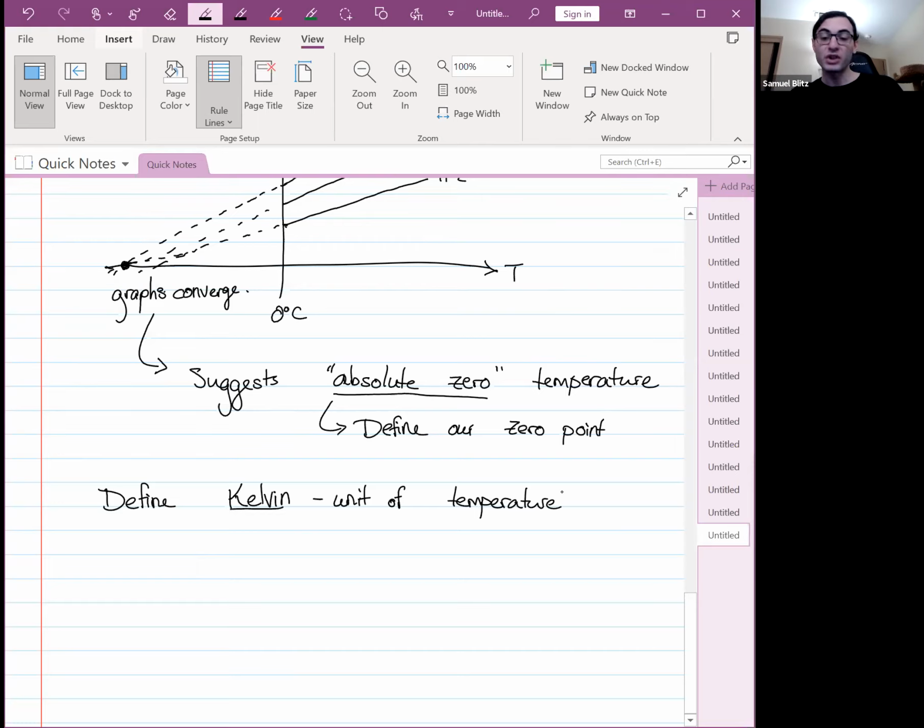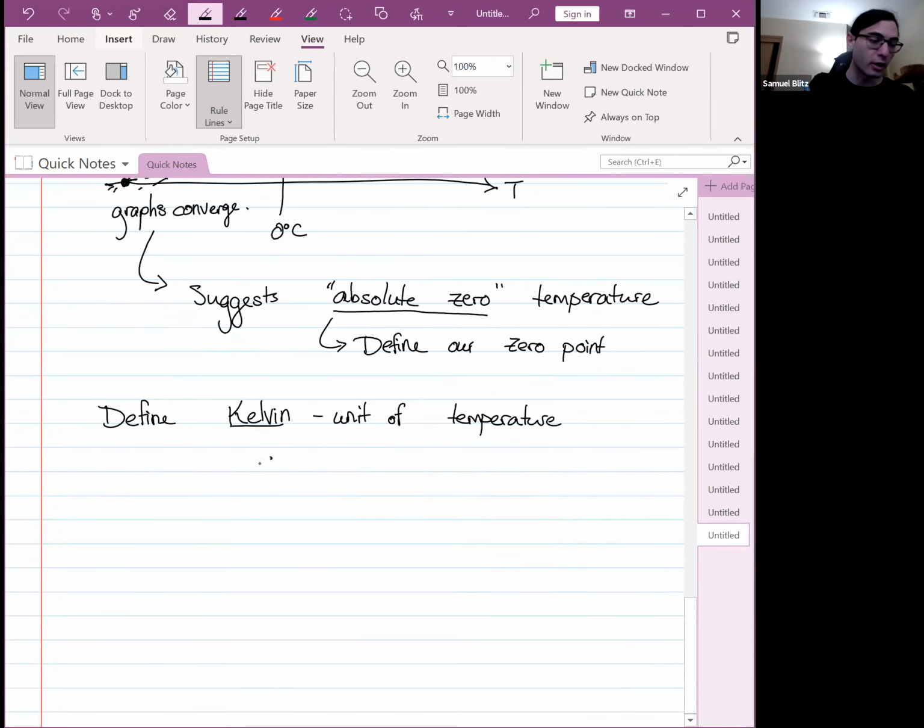Right. So it's a unit of temperature. We don't say degrees Kelvin, in the same way that we don't say degrees meters, right? It's an SI unit. It's part of the SI unit system, and so we don't say degrees. Degrees are only useful for units that are not SI units. And so we define 0 Kelvin, which would be abbreviated K, to be the temperature of absolute zero.